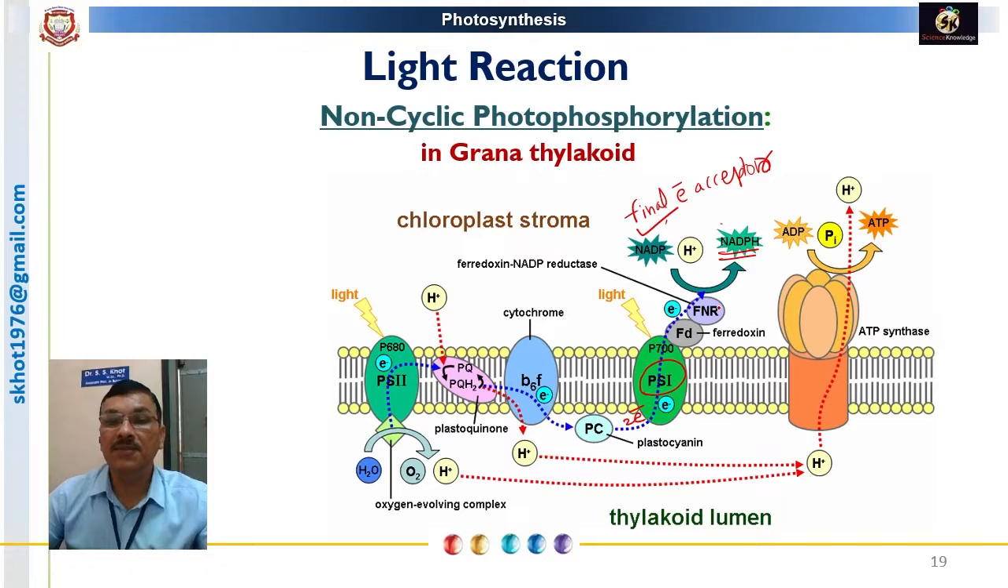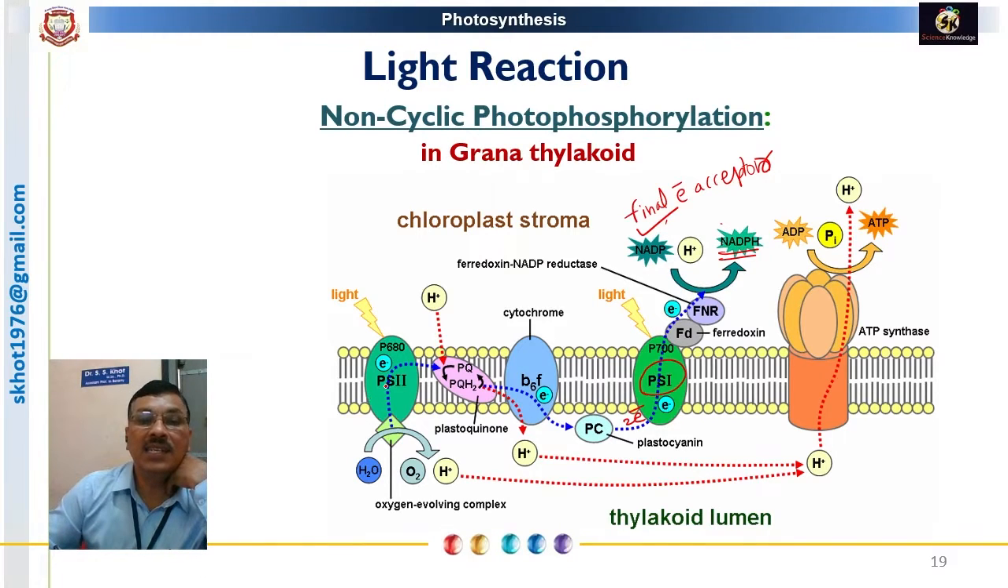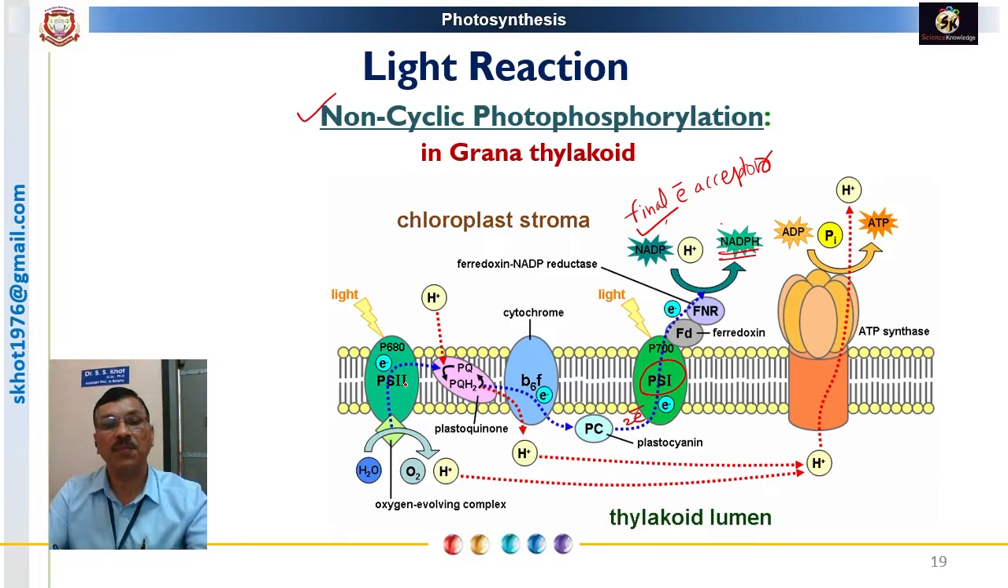Okay, one side is clear. Now, as this electron which is given by photosystem 2 does not come back, it is given out permanently, this process is called non-cyclic. So, how is this vacancy of electron fulfilled? That is filled up by another process which is called photolysis of water.